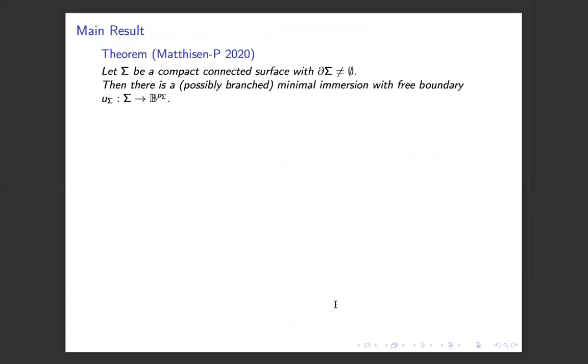Okay, so now let's deal with the results. We had a characterization of maximal metrics for the first Steklov eigenvalue. And here, thanks to this characterization, we are able to prove with Henrik Matthiesen that if we have a compact connected surface with some boundary, then there is a possibly branched minimal immersion with free boundary of sigma into some ball.